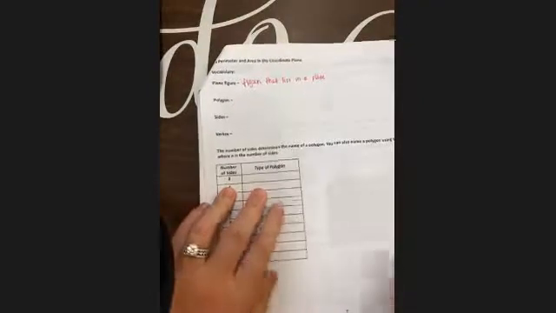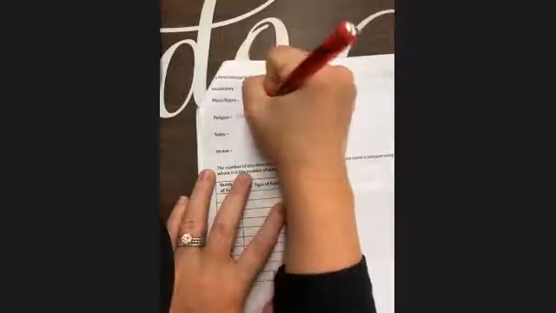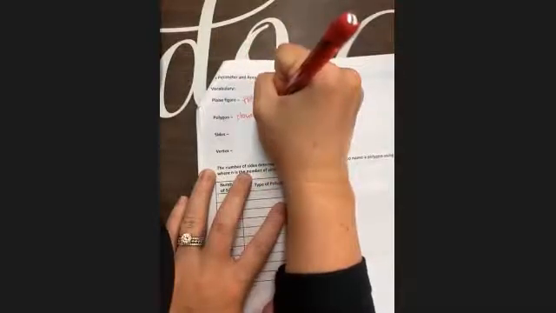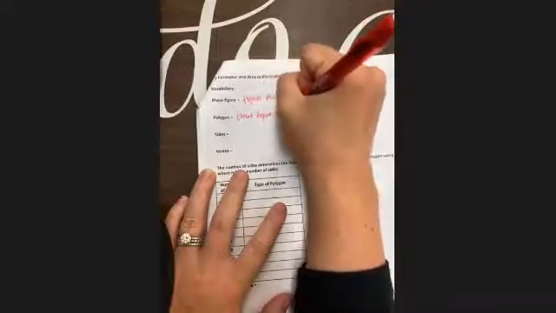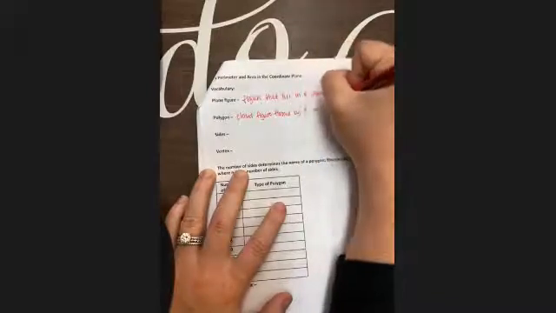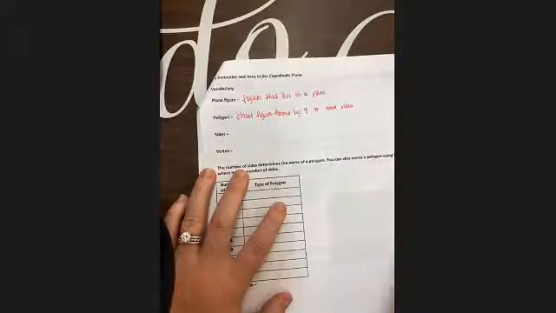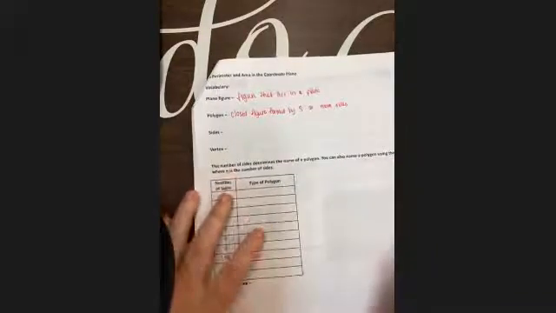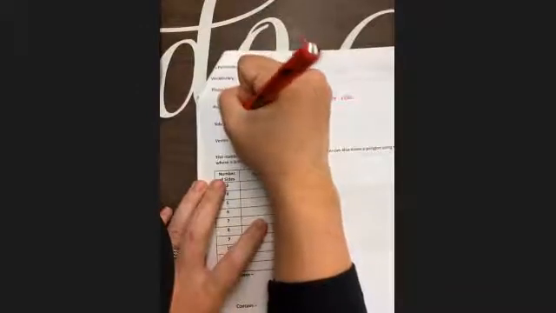A polygon is a closed figure formed by 3 or more sides. Okay. Sides on a polygon are just line segments.